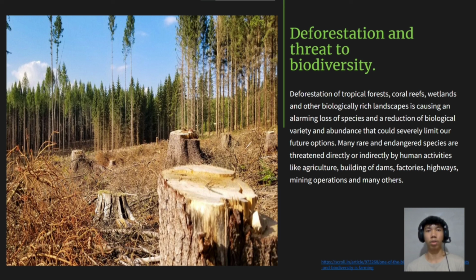Deforestation and threat to biodiversity. Mabilis na nauubos ang mga species dahil sa deforestation, pagsira ng coral reefs at ng wetlands. Dahil doon ay pwede tayong mawalan ng options sa future. Madami tayong napapahamak na species dahil sa ating pagsasaka, paggawa ng mga dam, paggawa ng factories, paggawa ng highways, pagmimina at marami pang iba.